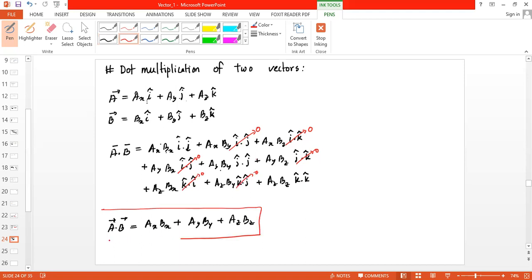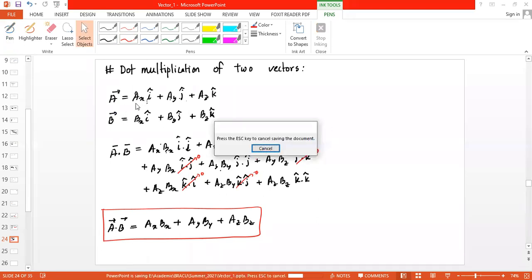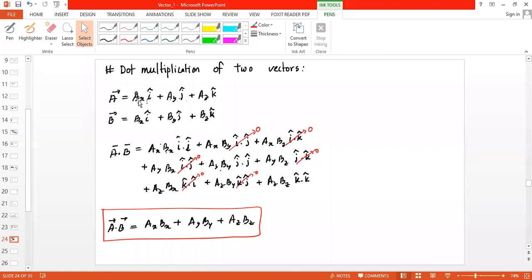So that means if I have two vectors, and if I want to multiply them by a dot multiplication, or a scalar multiplication, what I have to do? I have to multiply the x component of these two vectors plus the y component of these two vectors plus the z component of these two vectors, and we have to add them up. This will give me the resultant.